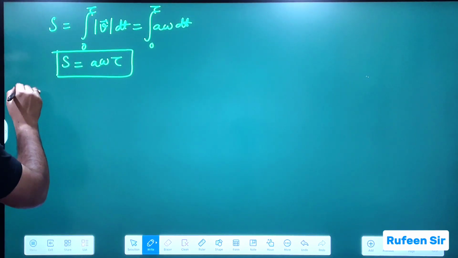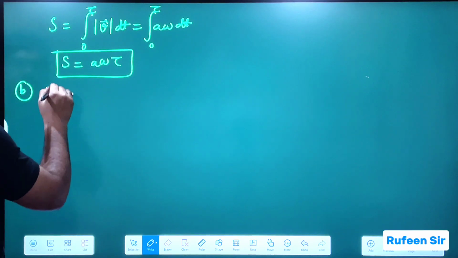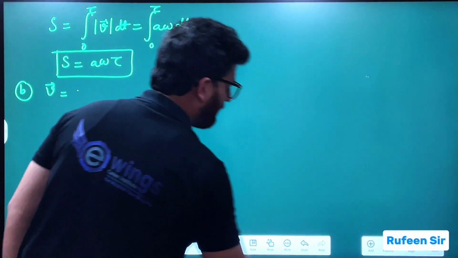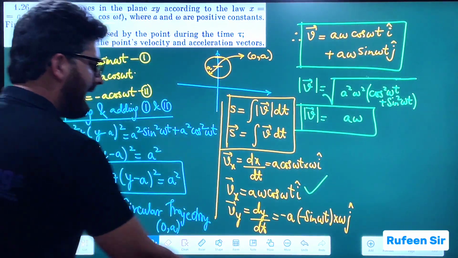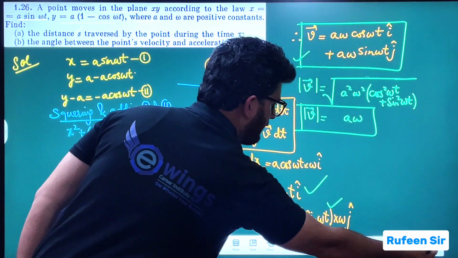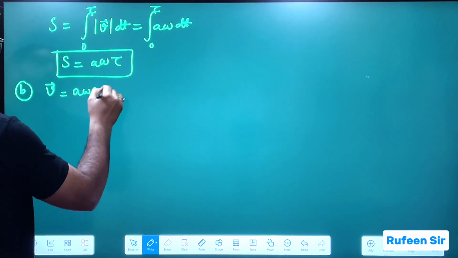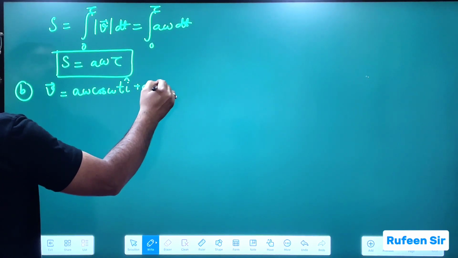And part P, what is the angle between the velocity vector and the acceleration vector? My velocity vector is the value I have obtained. It is a omega cos omega t and a omega sin omega t. Over here, it is a omega cos omega t i cap plus a omega sin omega t j cap.